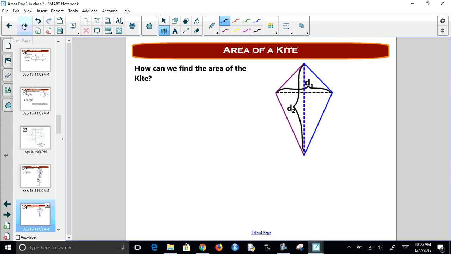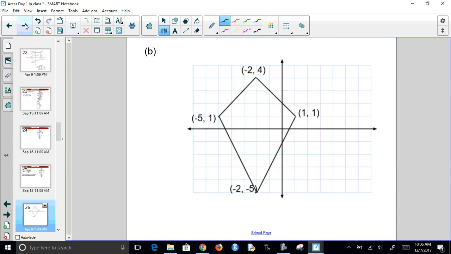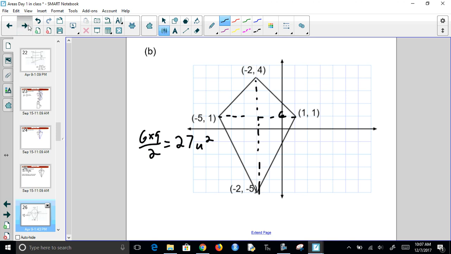Now keep in mind that the diagonal is the whole distance. So if I go from here to here, that's going to be 6. And if I go from here to here, that distance is from 4 to negative 5, that's 9. So 6 times 9 divided by 2, 54 divided by 2, gets us to 27 square units.